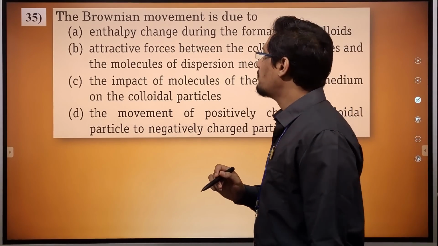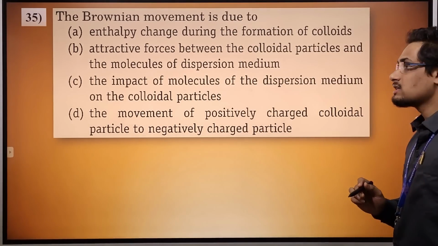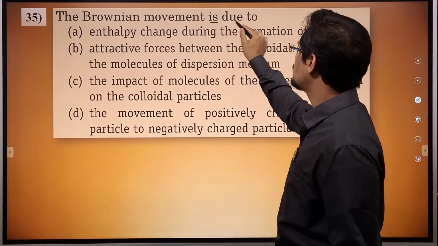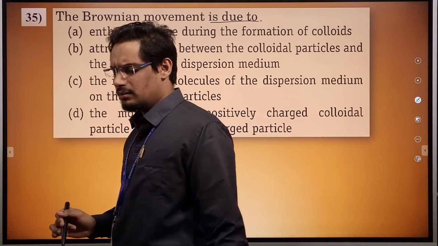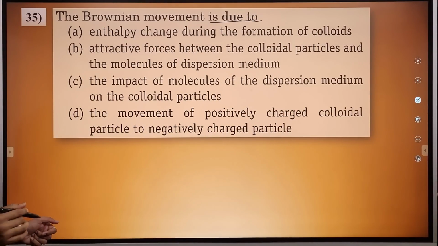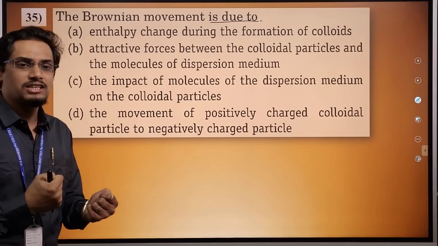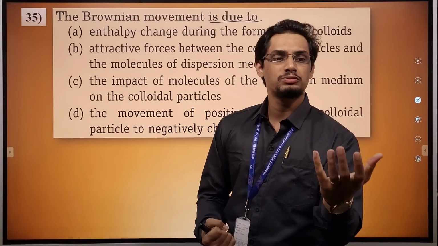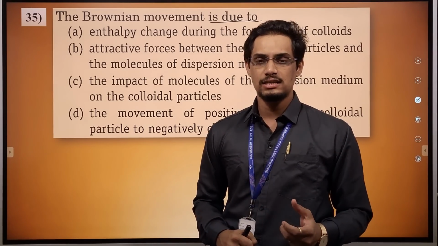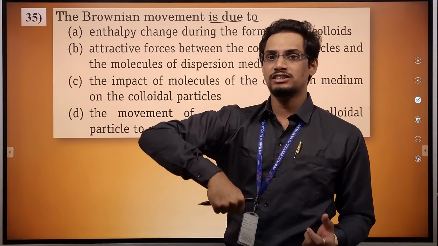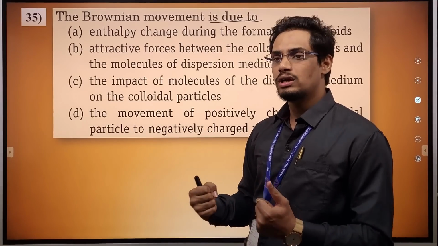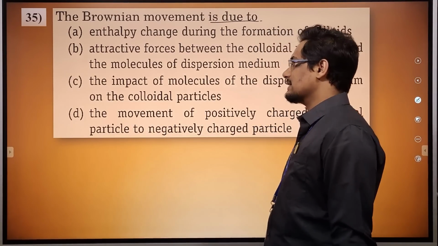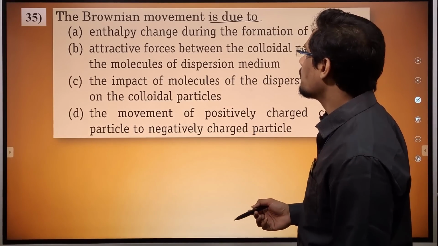Next question. The Brownian movement is due to what? Why does the Brownian movement take place? Because the Brownian movement is because of continuous collision between dispersion medium particles and dispersed phase particles. The continuous bombardment of DP particles with DM particles. Right?